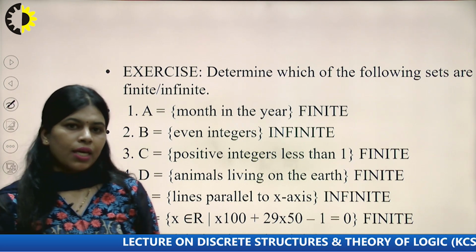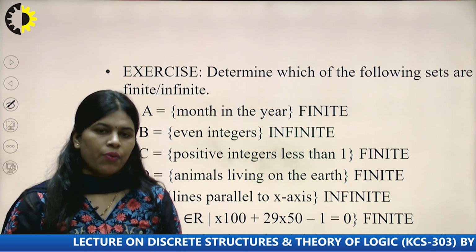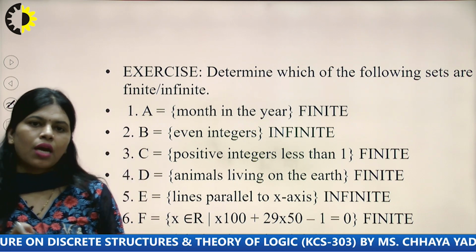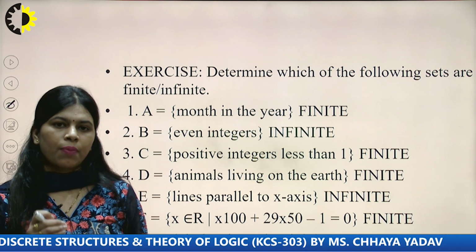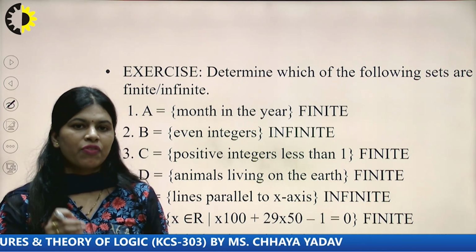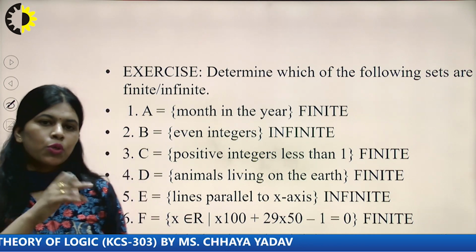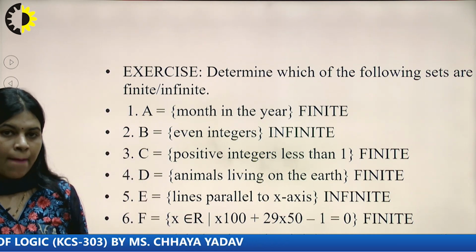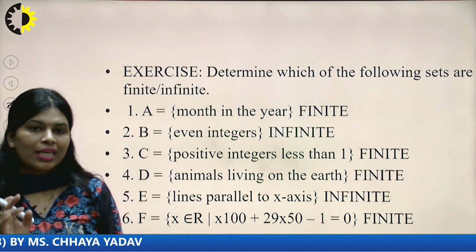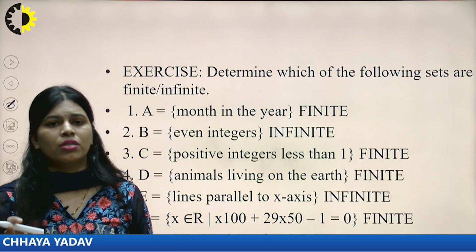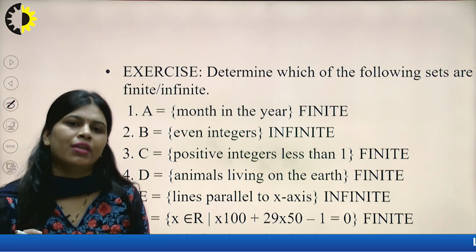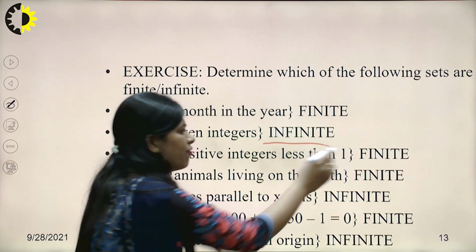Second is B equal to even integers. We can count the even integers, but up to one limit. If I am taking an example, x, the numbers which contain even numbers from 2 to 50, so we may count. But if I am talking about whole integers, the values from negative to positive infinity, it is not possible to count each and every number, so it may be considered infinite.